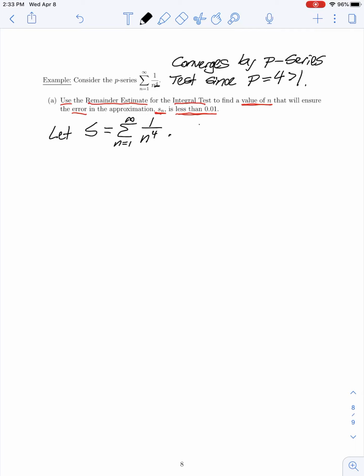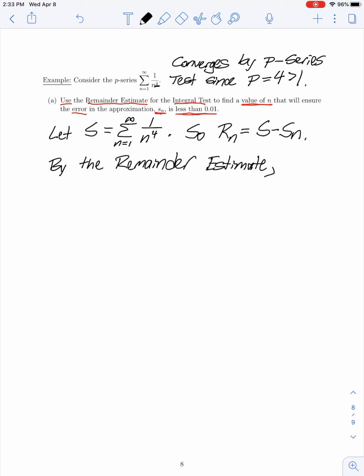So we could denote as R sub n the error in using the nth partial sum approximation for the true sum of this series. Now we know by the remainder estimate for the integral test, this error, R sub n, is bounded above by the integral from n to infinity of our function, in this case 1 over x to the 4th dx.